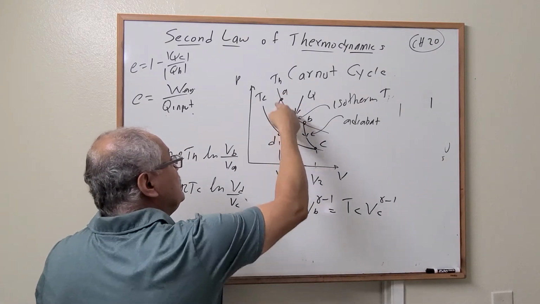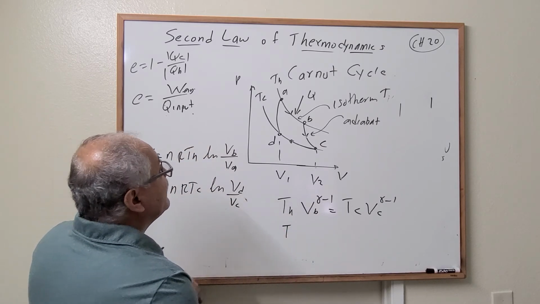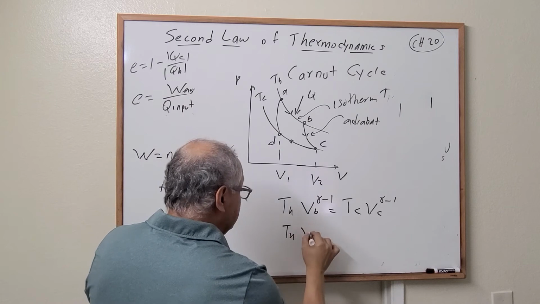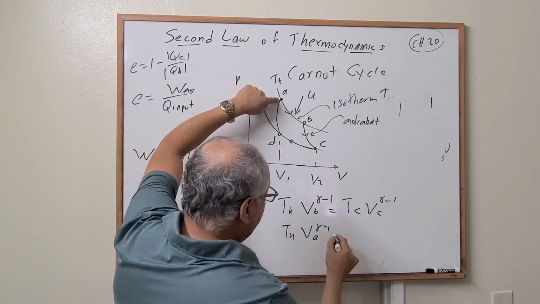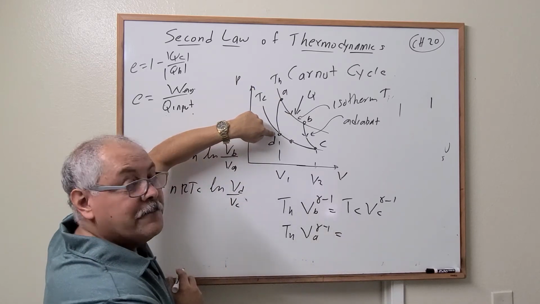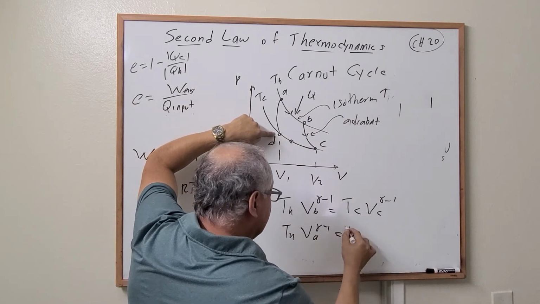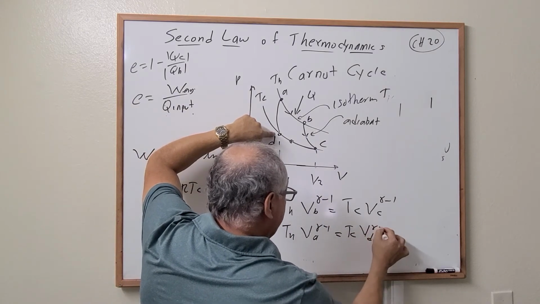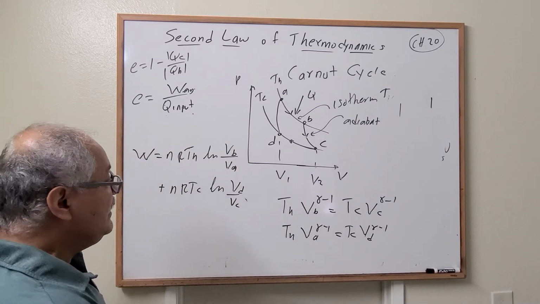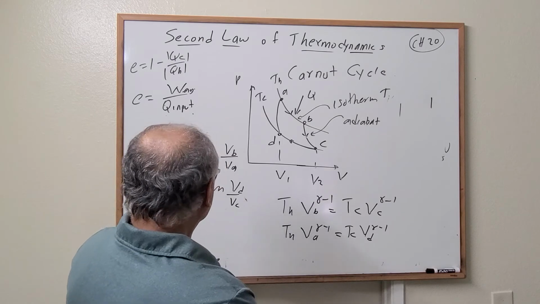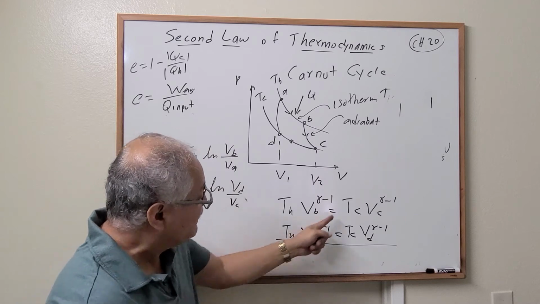Let's see what happens between these two points, A and D. The same thing: Th times VA to the gamma minus 1 at this point must be equal to, using adiabats, Tc times Vd to the gamma minus 1. Correct? Perfect. Now let's divide these two quantities. So Th is cancelled and Tc is cancelled.